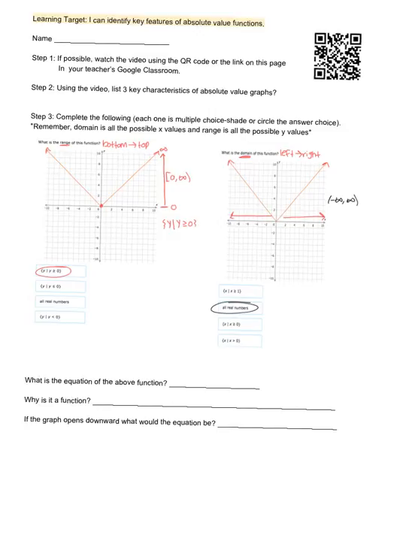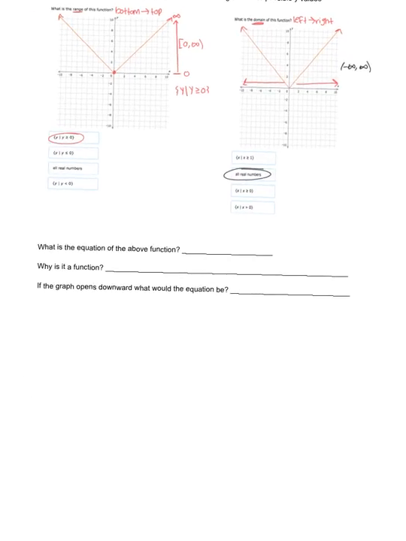That's why the domain includes all the negative numbers and the positive numbers. Okay. The equation for the function above is just y equals the absolute value of x. Why is it a function? So let's talk about the vertical line test.